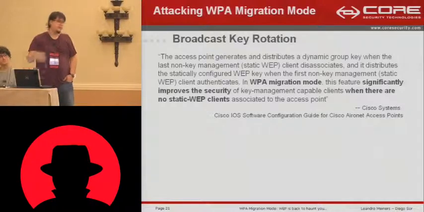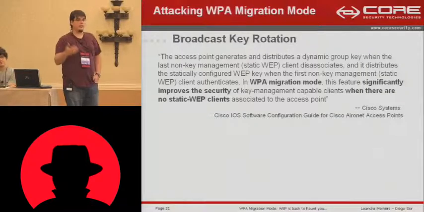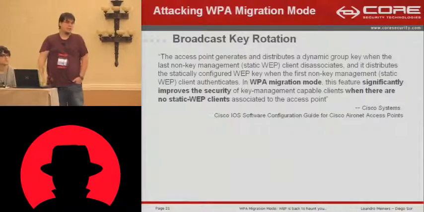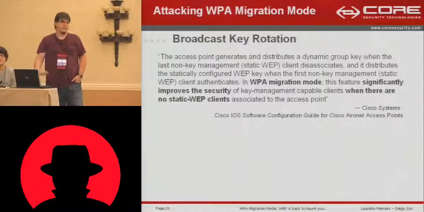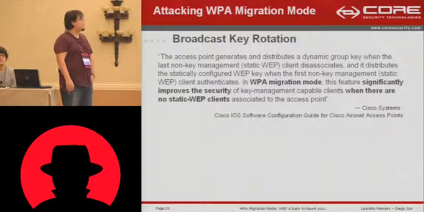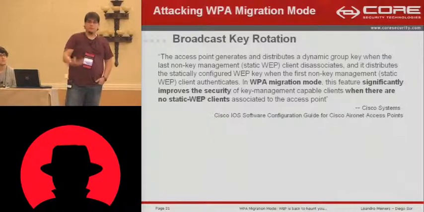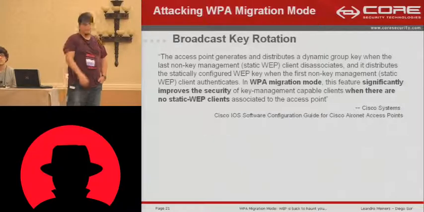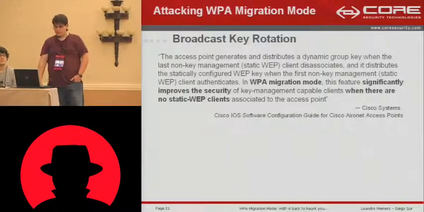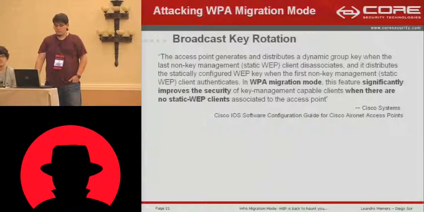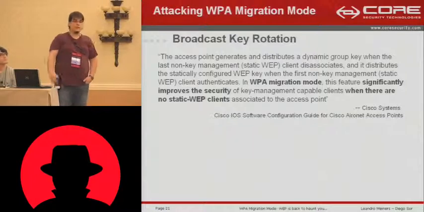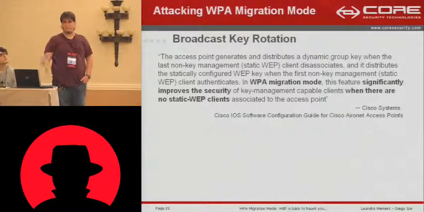Now we looked at this and said, okay, we see that an AP running in this mode offers no additional security over an AP running only WEP. So we started to look for any other security features that Cisco offered in order to improve the security of this WPA migration mode. What we found is an option called broadcast key rotation, which, they say, in WPA migration mode significantly improves the security when there are no static WEP clients. Meaning our scenario, where we only have WPA stations.